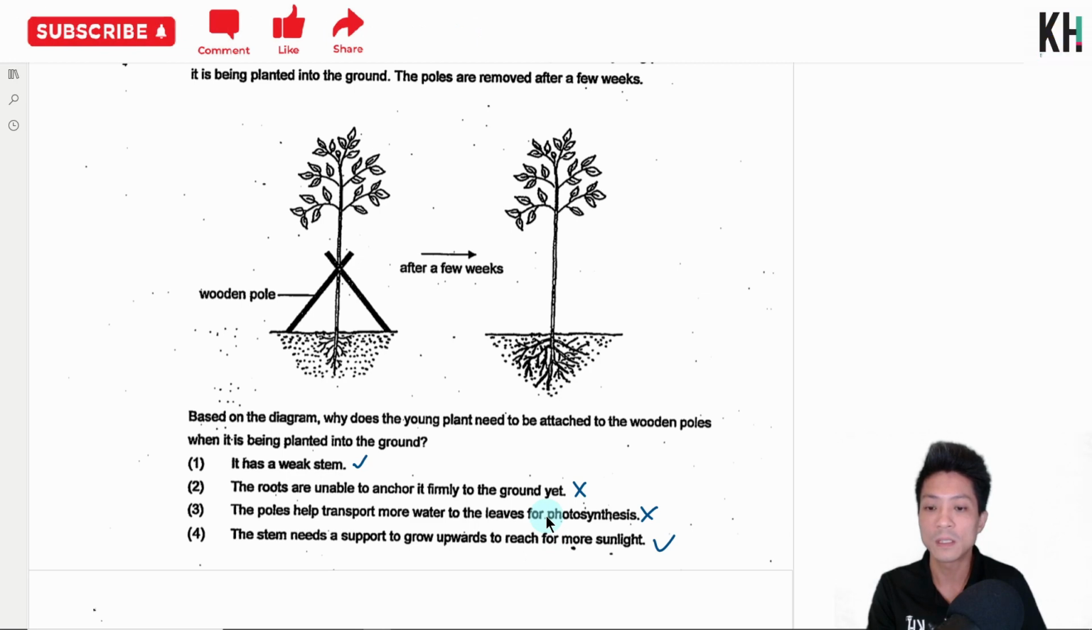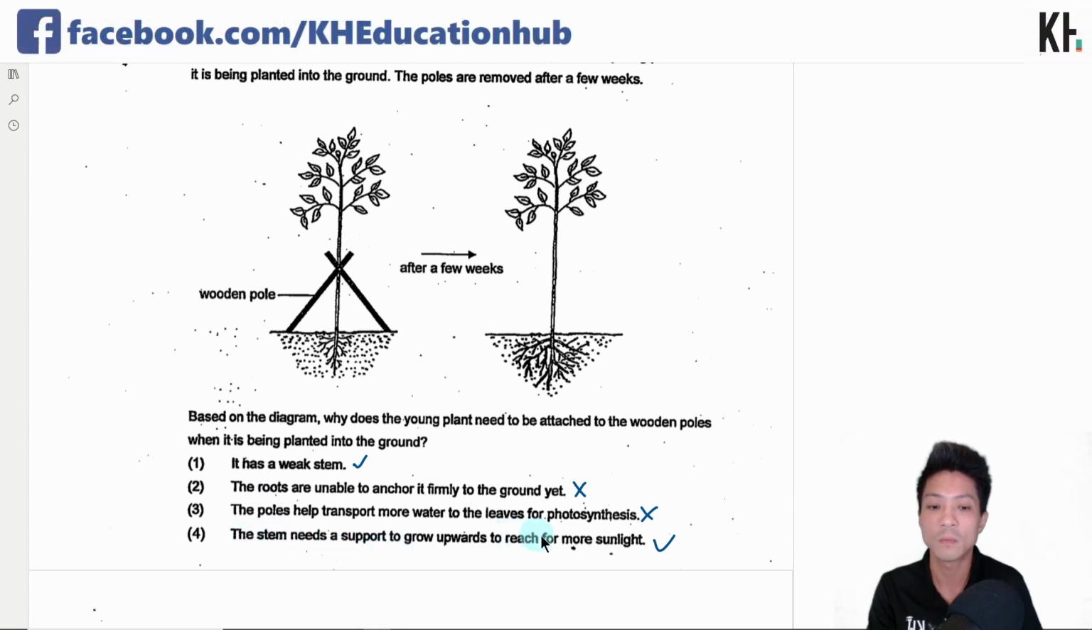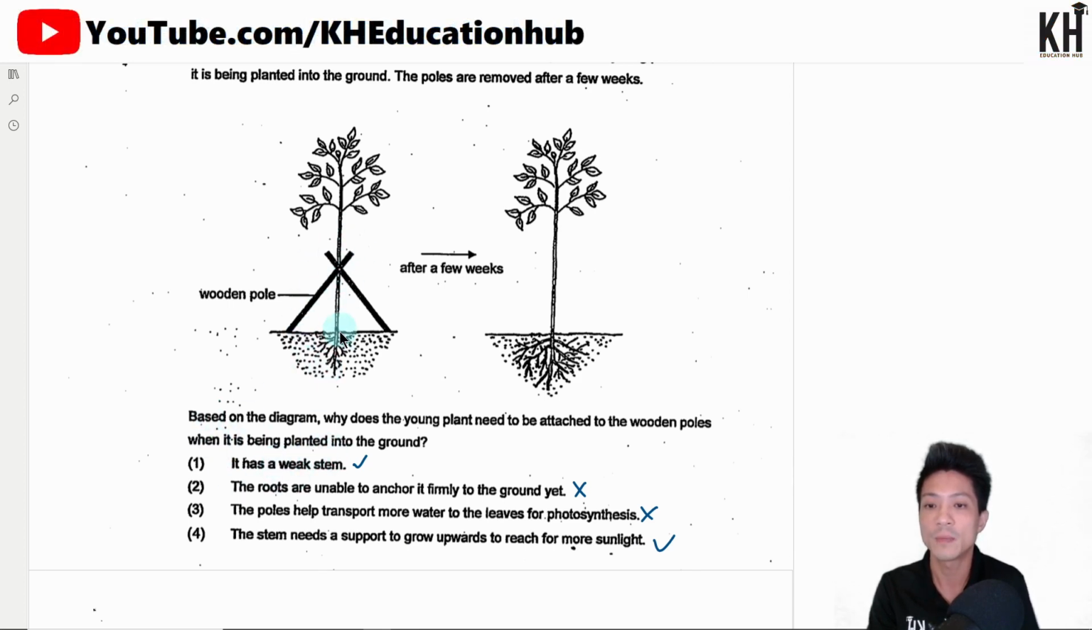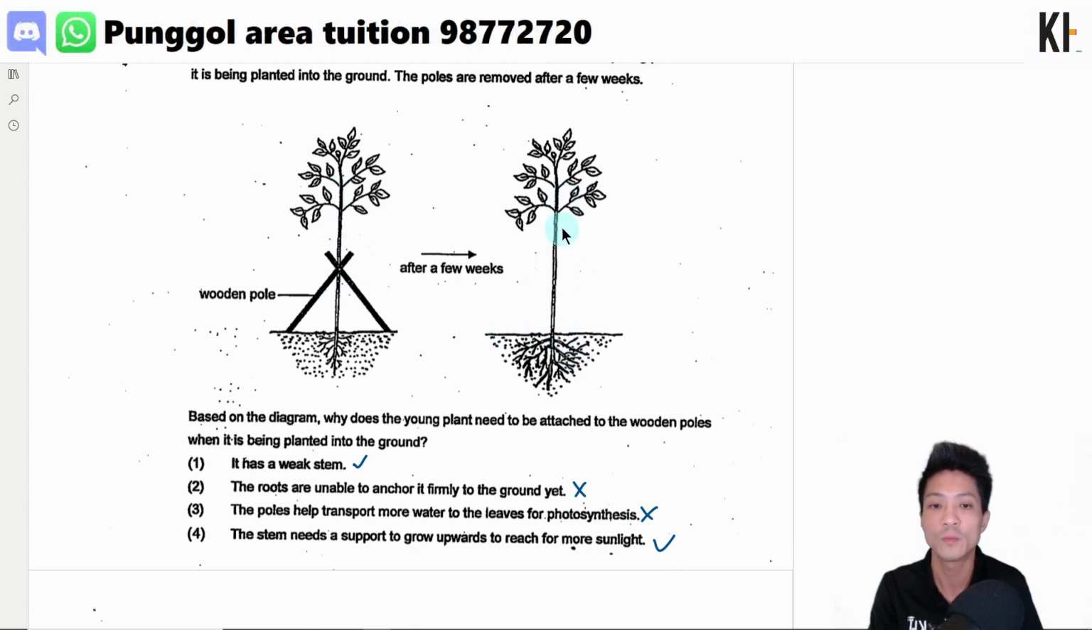Okay, in this case, the weak stem needs a support to grow upwards to reach out for more sunlight. Okay, the answer should be number 1, because when it is a young plant, it will have a weak stem and it will have a problem standing upright. But after a few weeks, once the stem is stronger, then it'll be able to stand upright on its own.